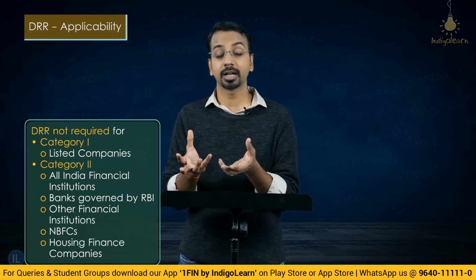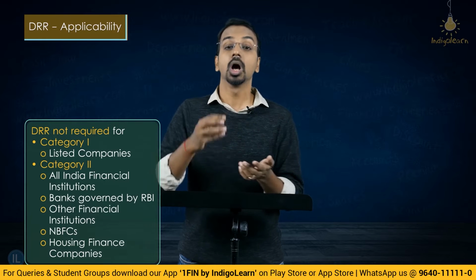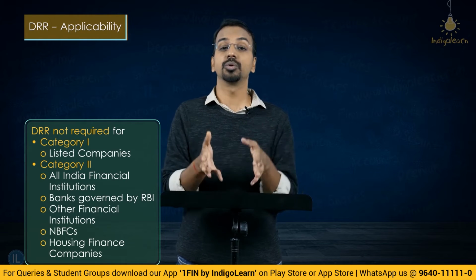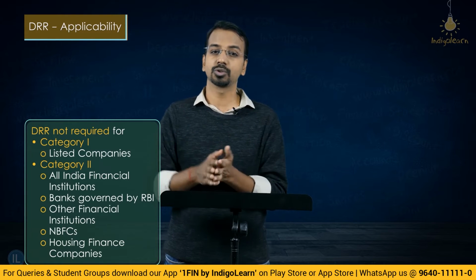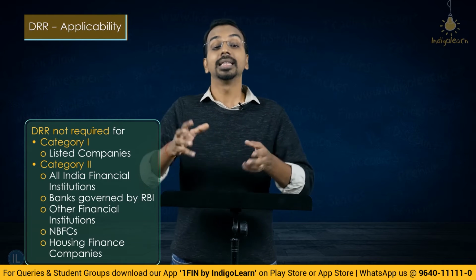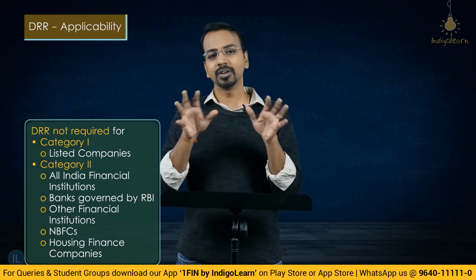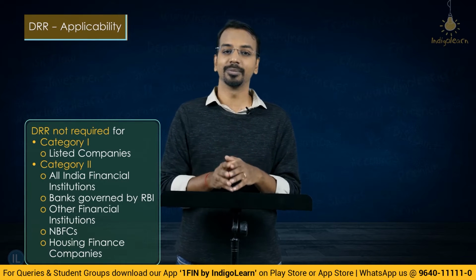Now when we talk about a listed company, they could make a public issue, that is issuing debentures to a large set of public, or they may do a private placement, issuing debentures to a small group of investors. Similarly, those financial institutions might do a public issue, they might do a private placement, or they might be listed, they might be unlisted. Whatever the category, in all of these cases, there is no requirement of debenture redemption reserve.